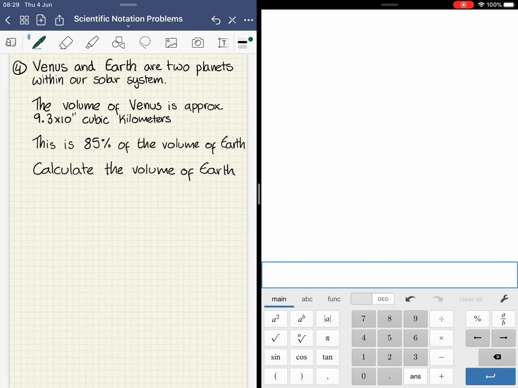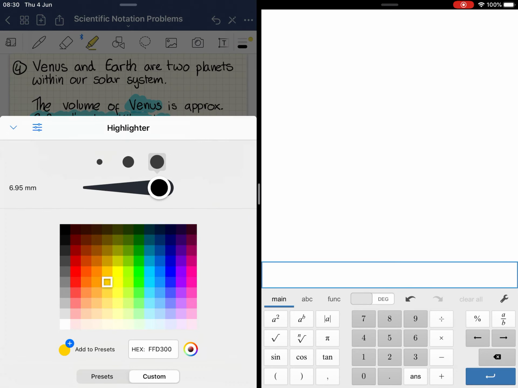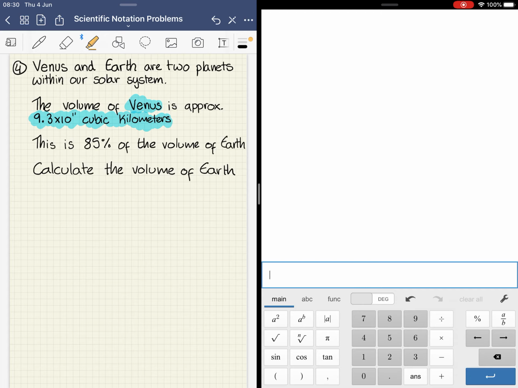Okay, question 4 then. Venus and Earth are 2 planets within our solar system. The volume of Venus is approximately 9.3 times 10 to the 11. So Venus, that is Venus's approximate volume. And then we are told that this is 85% of the volume of Earth. And we are being asked to calculate the volume of Earth.